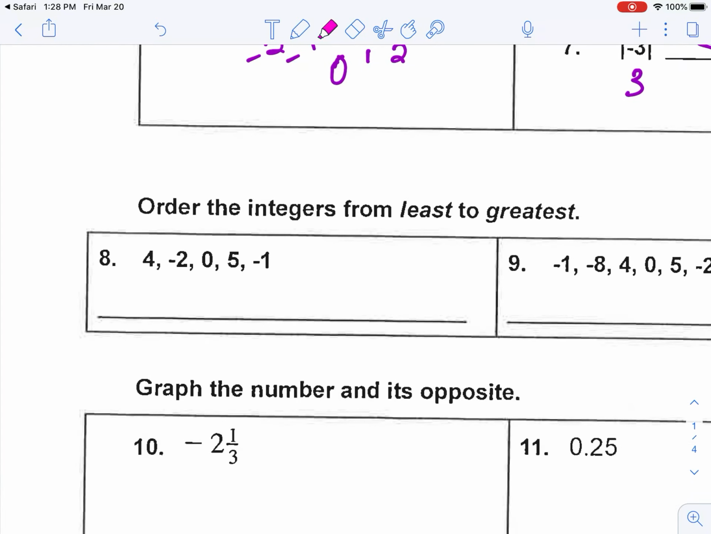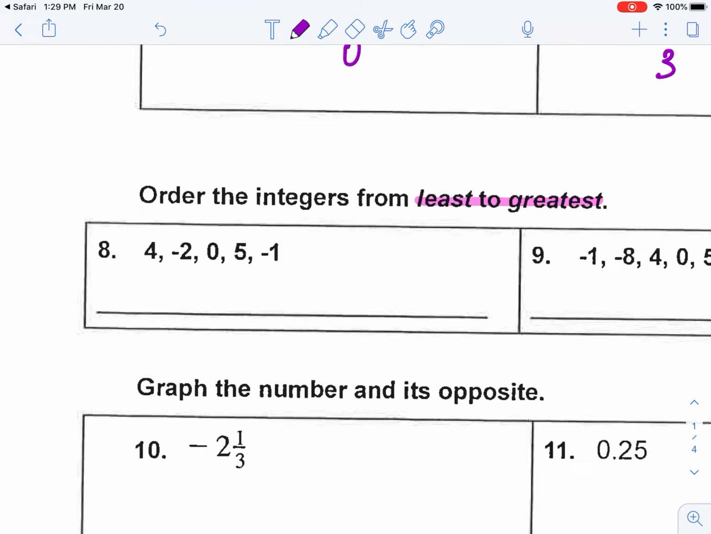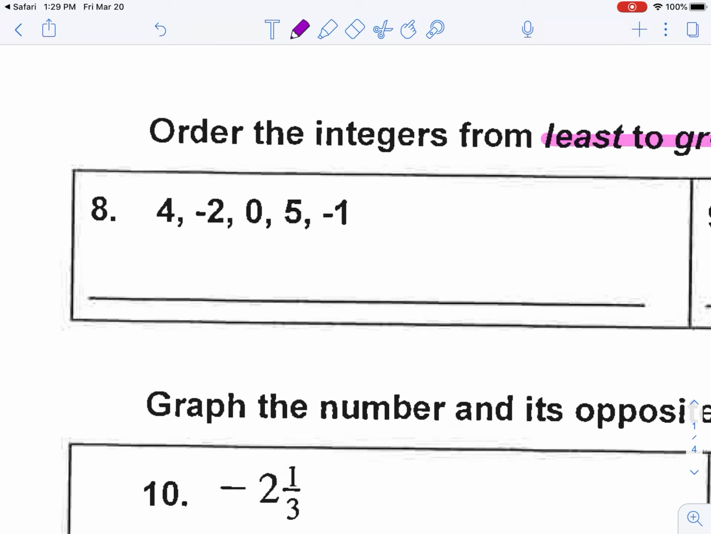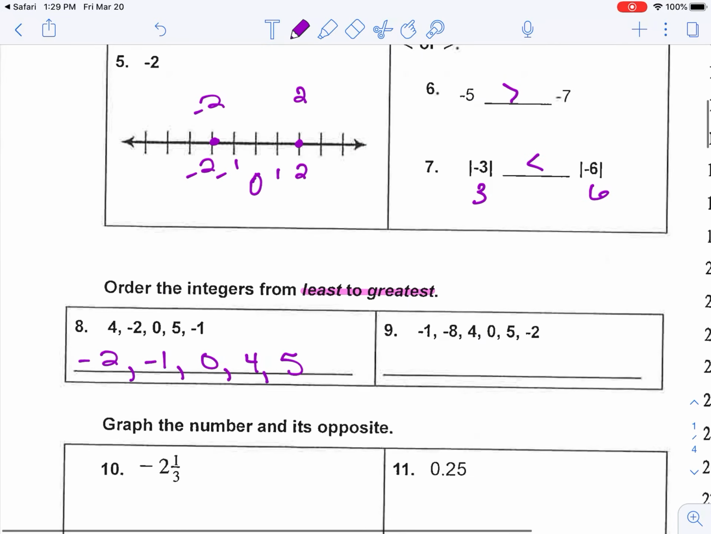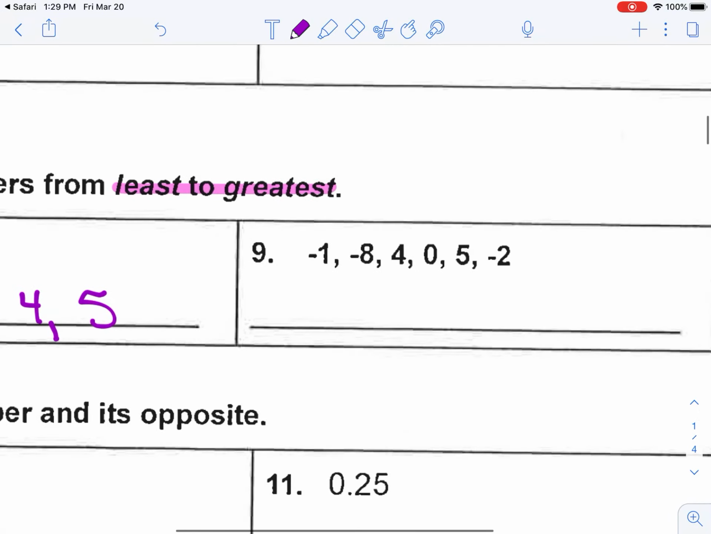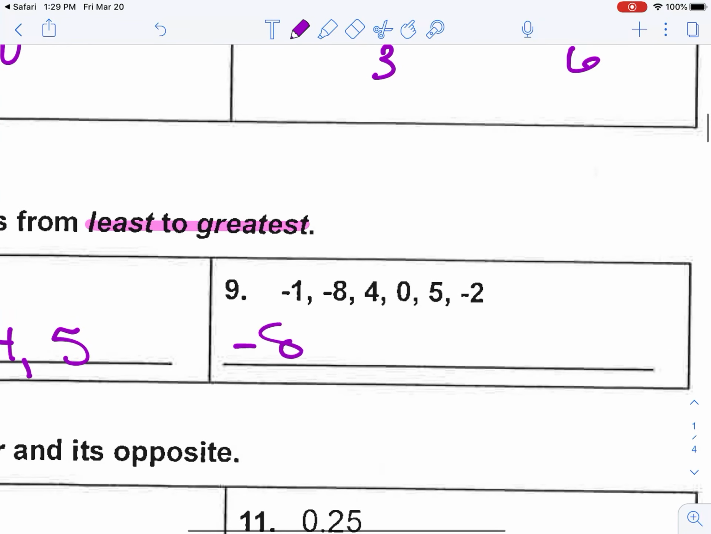Order the integers from least to greatest. And again, just make sure to read carefully tomorrow. Least to greatest, farthest to the left on the number line would be -2, and then -1. And then we're at 0, and then those positive numbers, +4, +5. Least to greatest for number 9, farthest to the left would be -8, -2, -1, 0, and then +4 and 5.